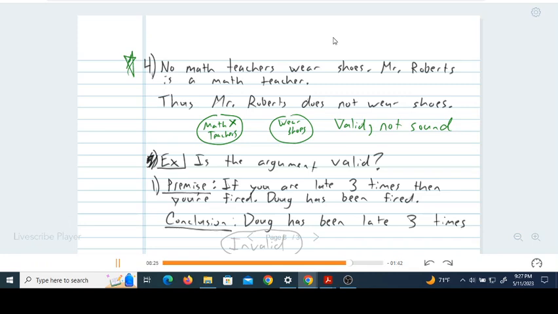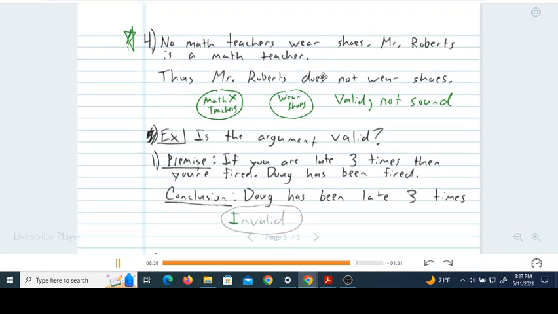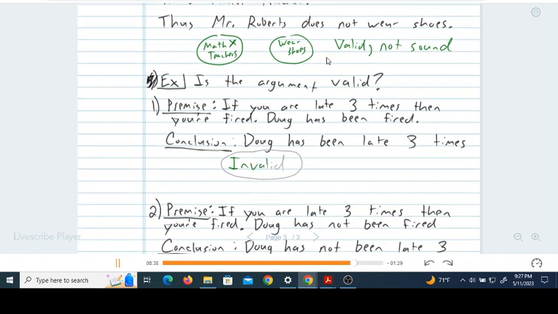Let's go ahead and wrap up by looking at some conditional arguments. Is this argument valid? If you are late 3 times, you're fired. Doug has been fired, therefore Doug has been late 3 times. That's invalid. This is actually a fallacy. It's called the fallacy of the converse.